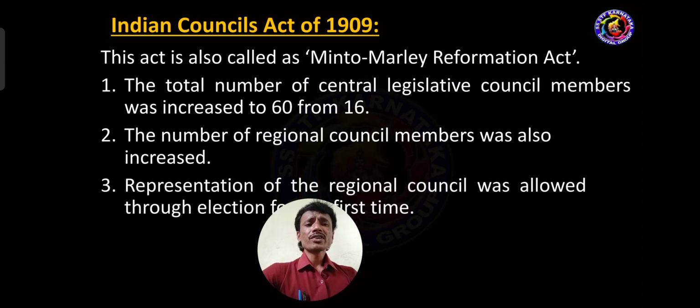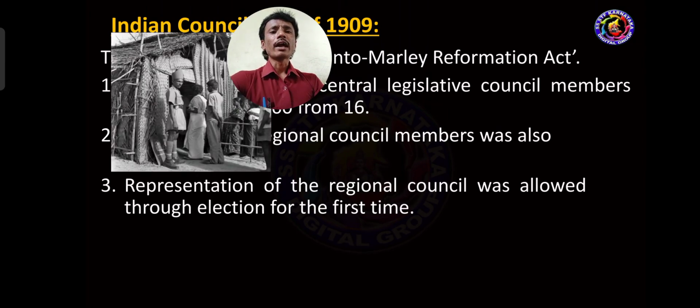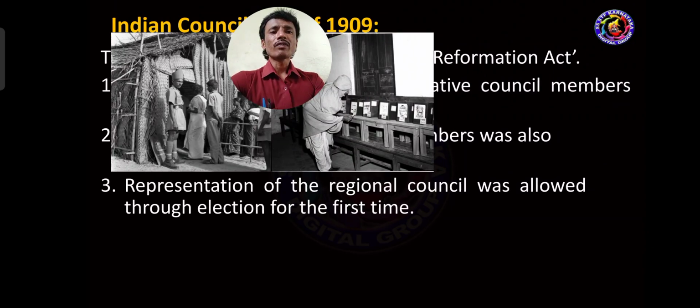Then representation of the regional council was allowed through the election for the first time. Earlier, elections were conducted only for the central level. But after the implementation of the Indian Councils Act of 1909, it was possible to conduct elections at the state level also. Regional level means state level. So see here, the elections were conducted for the state level.